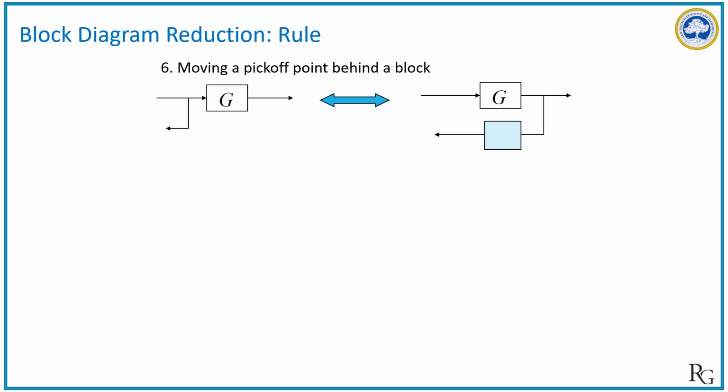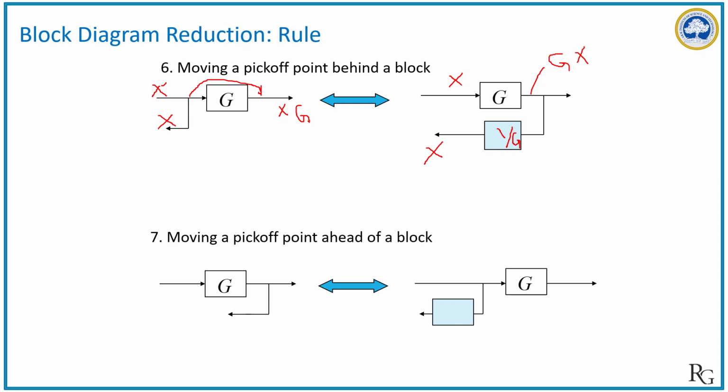Now, rule number 6. Similarly, we want to move this pick off point or takeoff point ahead of this particular block. What changes do we have to make? Let's say this is the X input. What will be the output? The output is X into G. And what will be the output here? It is X only. Now we are moving this block G ahead of this takeoff point. That means if X is here, at this particular point you will get G into X. If we don't use any gain here, we will get G into X, but what we actually want is X. So we have to multiply it by 1 upon G. Now, if you check, we are getting the same output in both blocks.